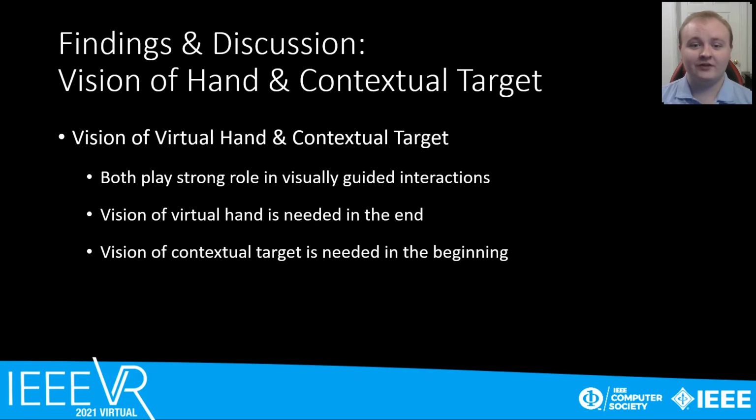Consistent with previous studies, the vision of the virtual hand and contextual target both play a strong role in visually guided interactions with 3D objects in virtual reality. For the vision of the virtual hand's role, sight of the hand is unnecessary in early planning and execution of reaching towards a target, but it is needed for fine-tuning the action in the end, whereas the vision of the contextual target is needed for planning the action in the beginning. Notably, with haptic information absent, more time is needed to form precise grasp apertures through visual detection of the margin between the fingers and the rim of the object.